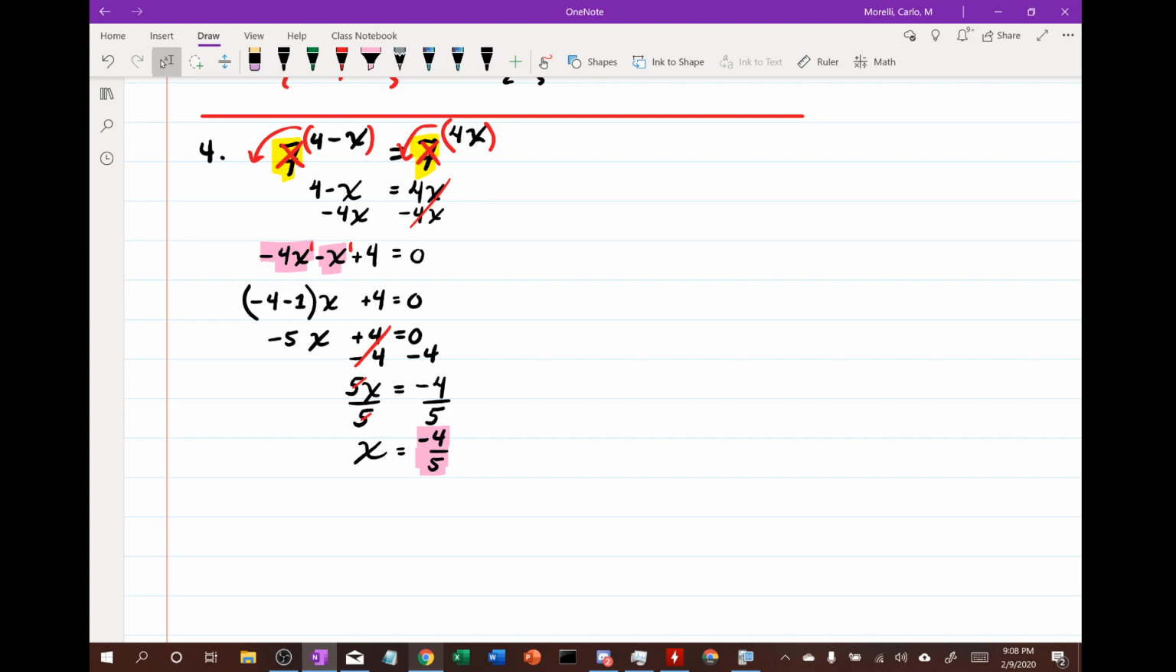Then we subtracted 4x from both sides. And then we got negative 5x plus 4. Oh. We dropped the negative sign, guys. That's all. We dropped the negative sign. So it was negative 4 over negative 5. So x equals positive 4/5.